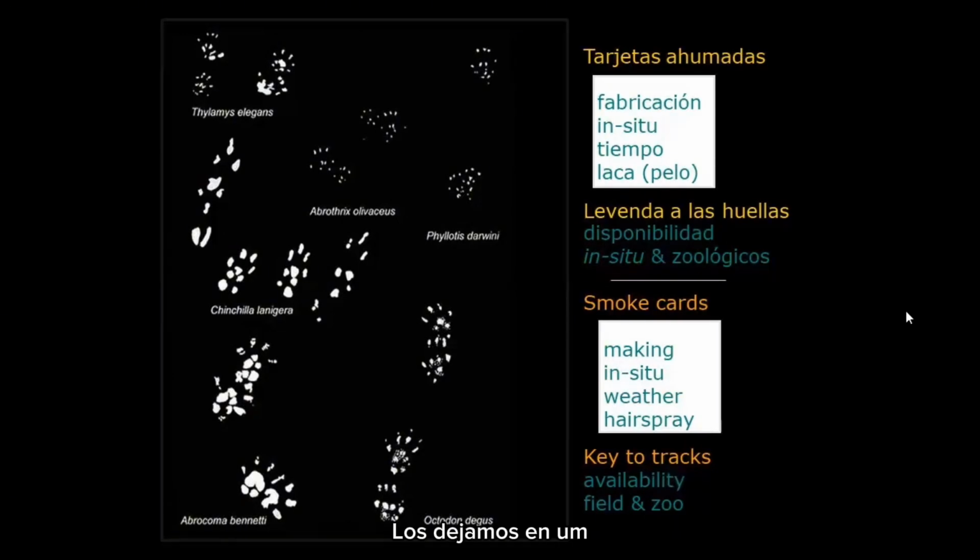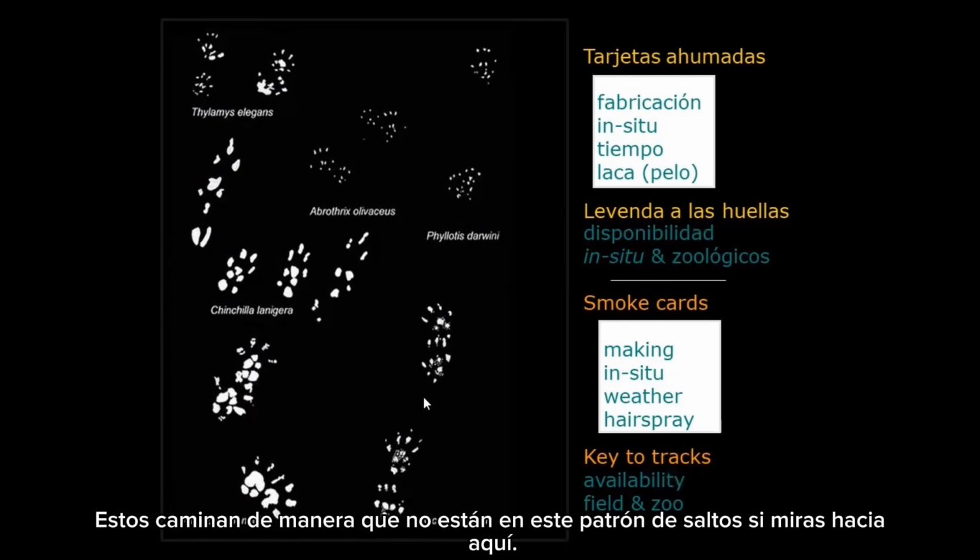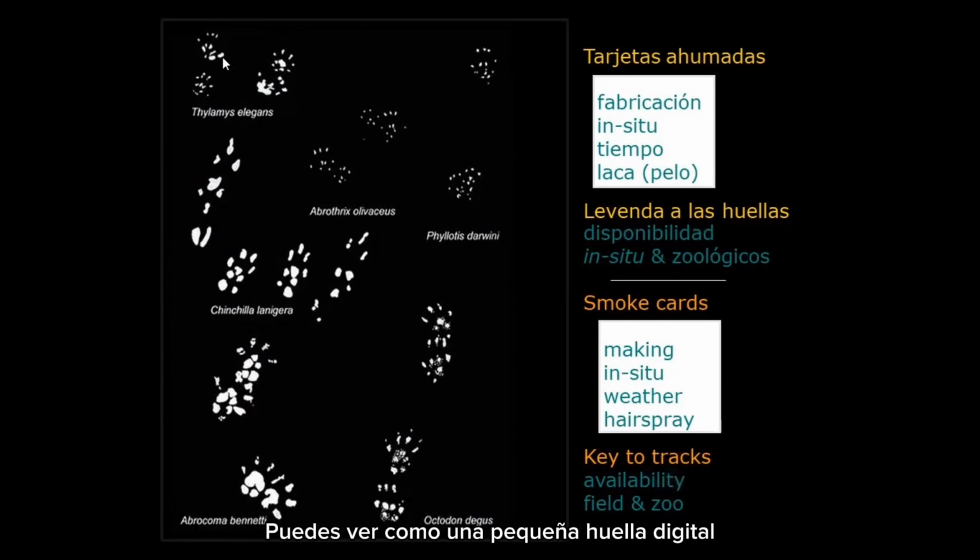We leave those in at each spot for 24 hours. So we put them out one day, and the next day at the same time we go and collect them. This is what we end up with. We could see that these are chinchilla tracks. These are their forepaws, these are their hind paws, they hop, that's how it looks. This is Abrothrix bonariensis, they walk or crawl like some of these other ones do. So they're not in this hopping pattern. If you look up here, you can see a little thumb print.